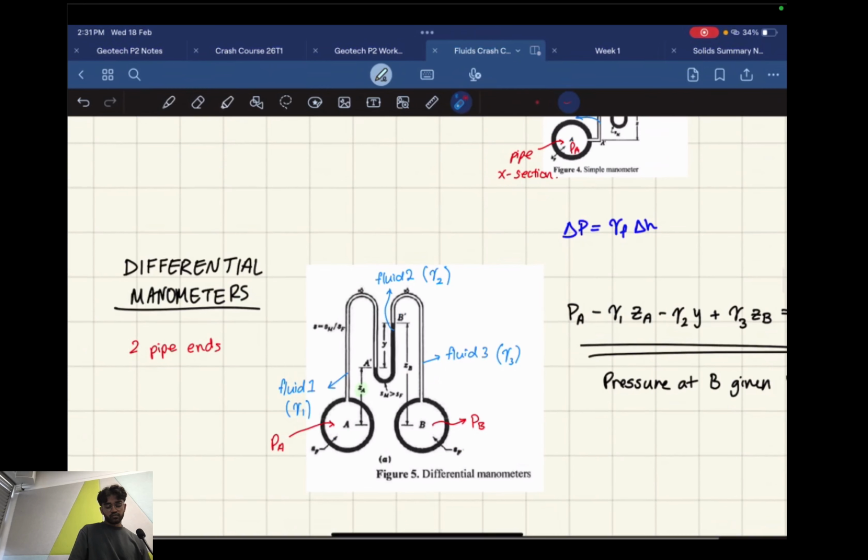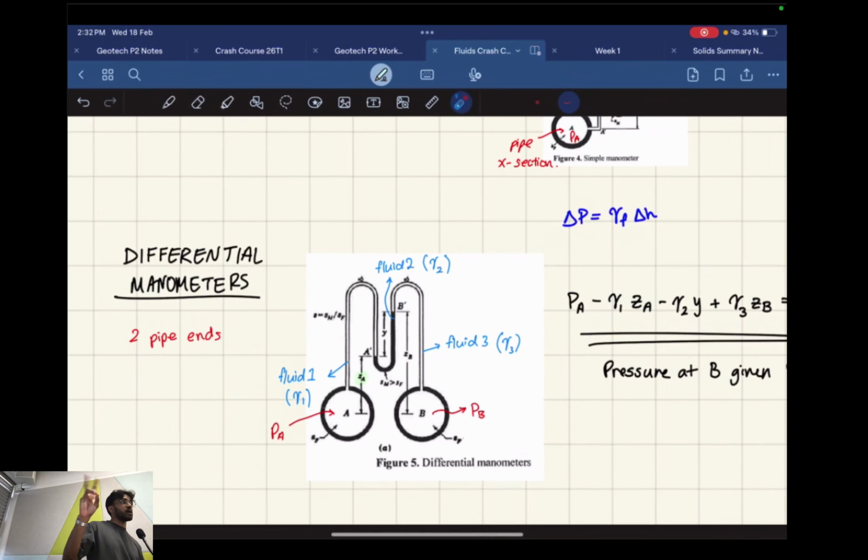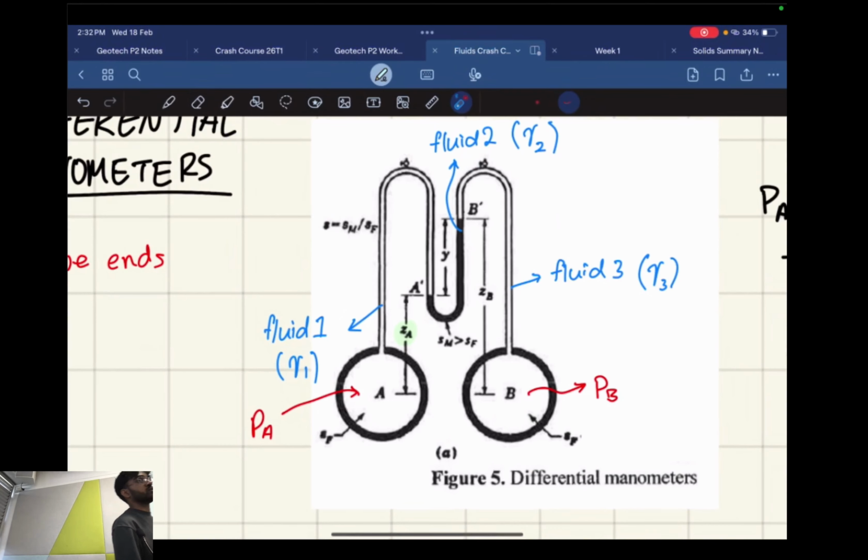We also have something called a differential manometer. This is when we have two pipe ends. So we've got two pipes like this connected to each other. Okay? Within this pipe, we might have different fluids, right? So over here, this is on my iPad. Over here, we have fluid 1. In between, we have fluid 2. And then over here, we have fluid 3. Okay?